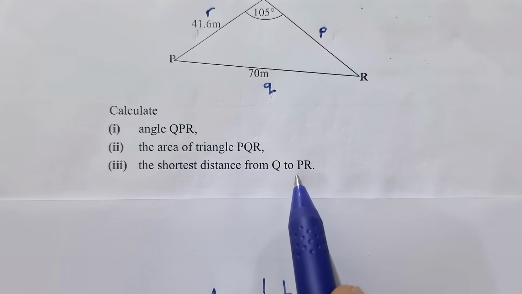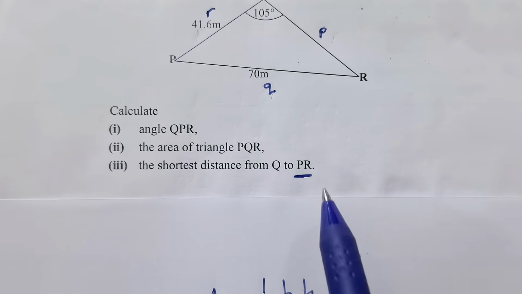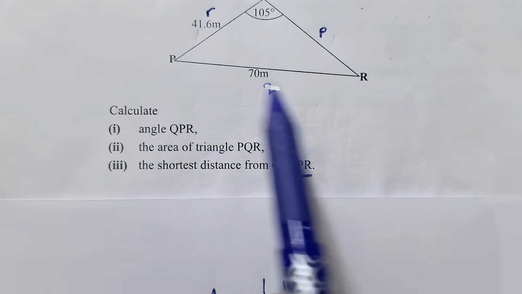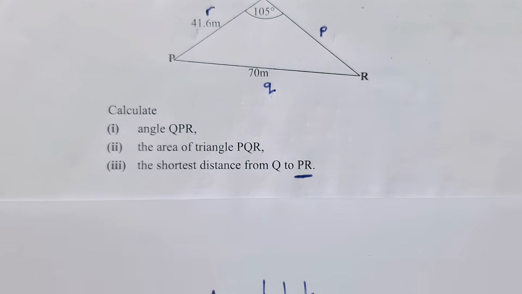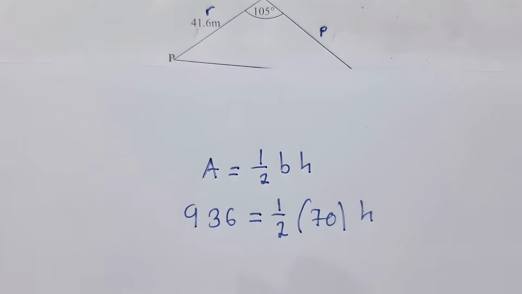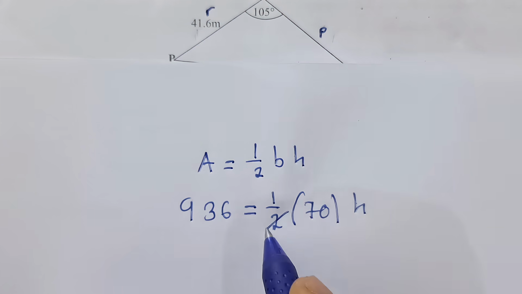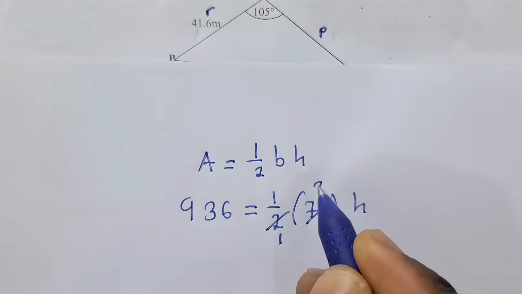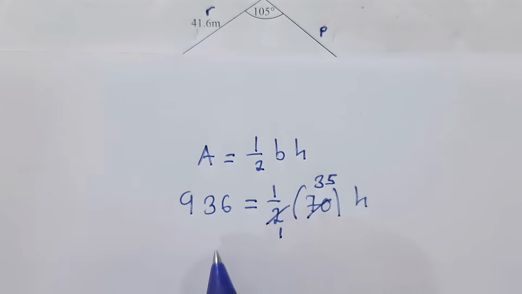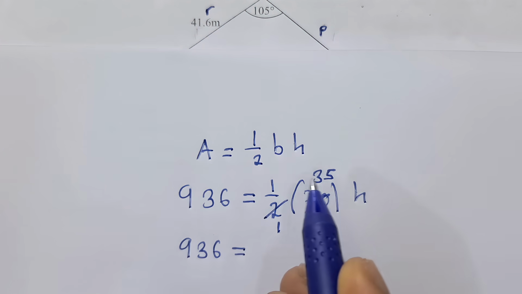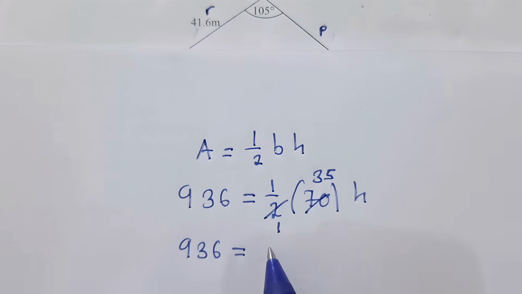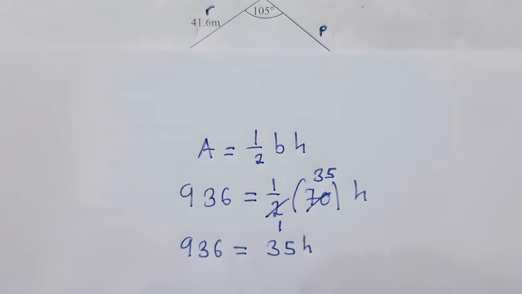You go to what has been mentioned. In this case, what has been mentioned is PR. So PR is right over here. And what is the length of PR? It's 70. So that's your B. You simplify 2 into 2, 1 into 70, it's 35. So we have 936 is equal to 1 times 35 times H, that is giving us 35H.